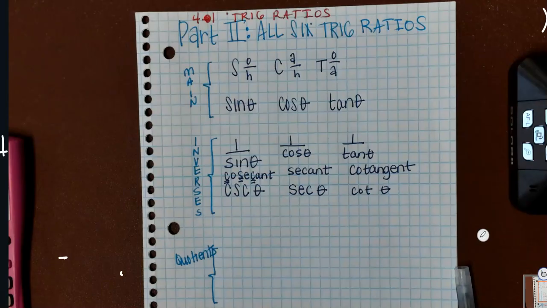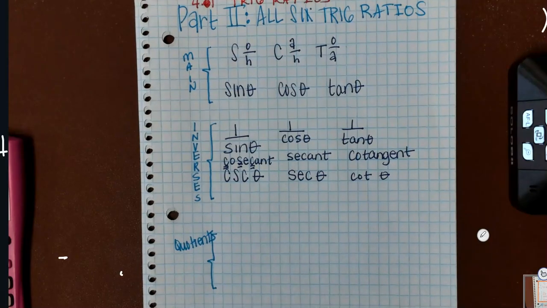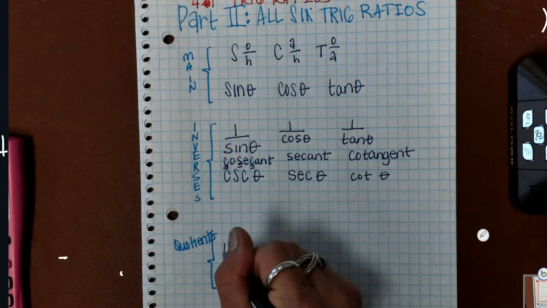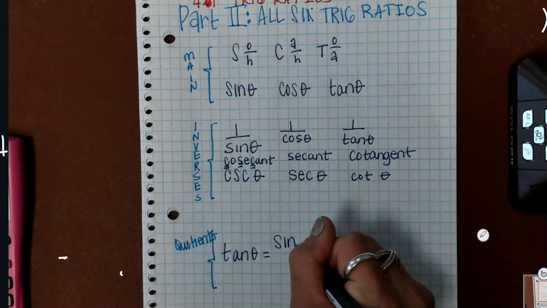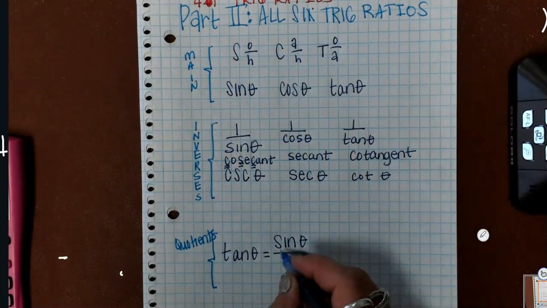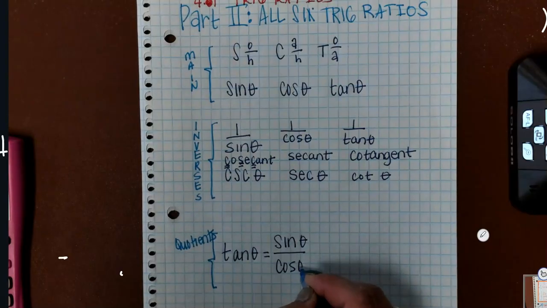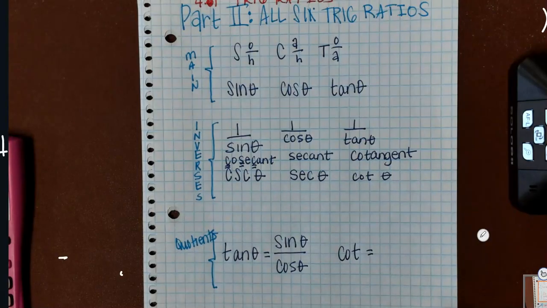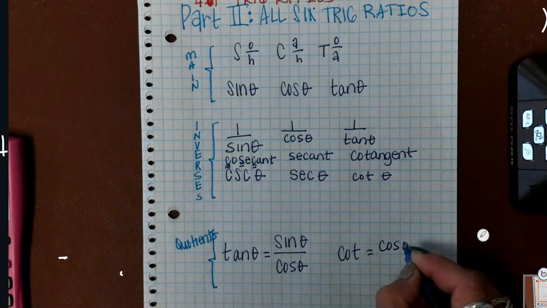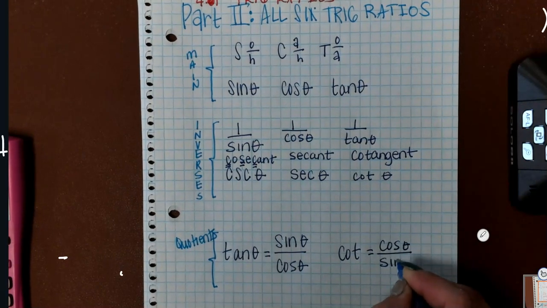All right, next one is going to be your quotients. And we use these quite often because we're going to start solving stuff, and this helps us solve. So your quotients, I feel like I've mentioned this before. Remember, tangent is a quotient. Tangent is the value of sine divided by the value of cosine. And then cotangent is also a quotient. It's just a reciprocal, so the properties maintain. This is cosine over sine.